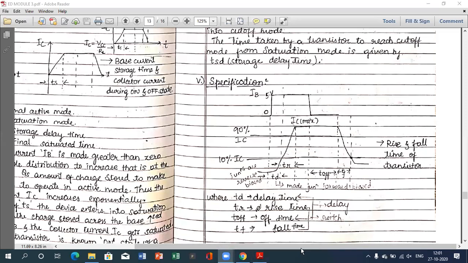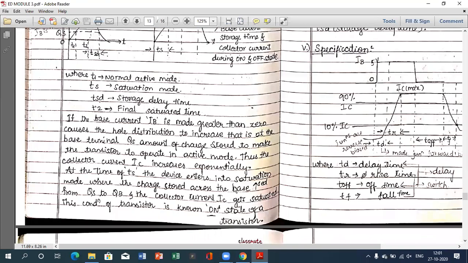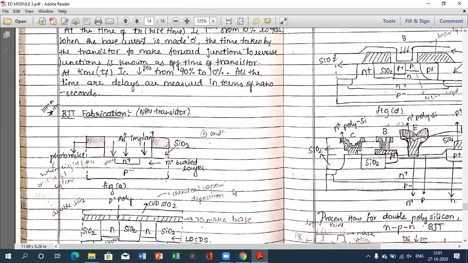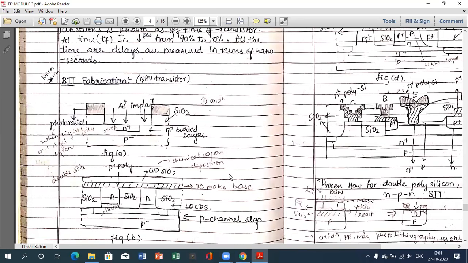Okay, fine. Now after this, the next topic is BJT fabrication. This is one of the important topics, so it might be asked in the coming exam. It's very simple. In this topic, we are going to discuss how the transistor is manufactured, what materials are used to construct a transistor, and what fabrication is.